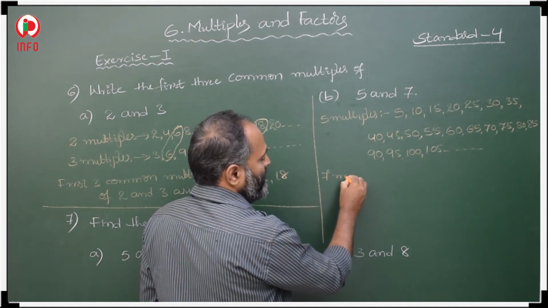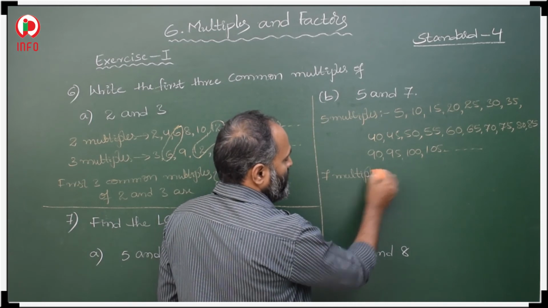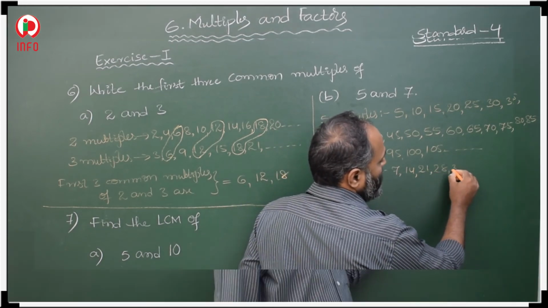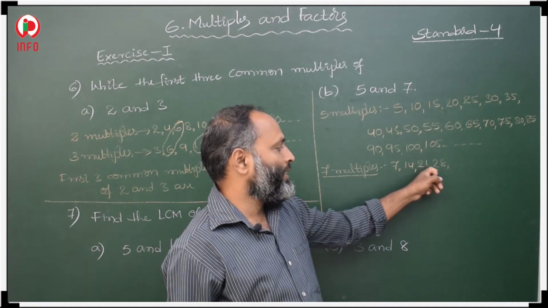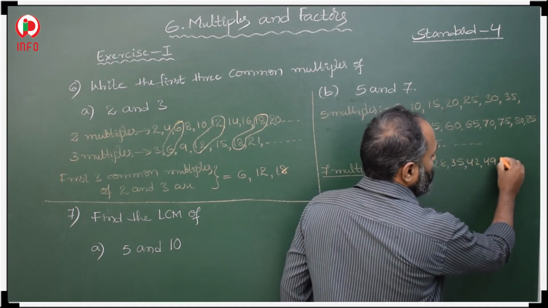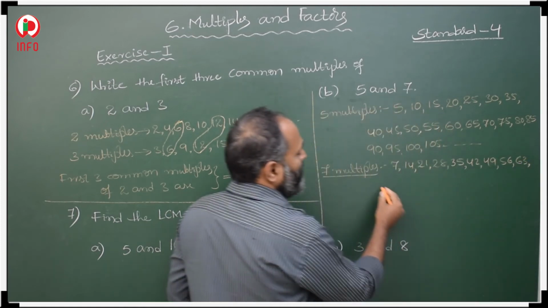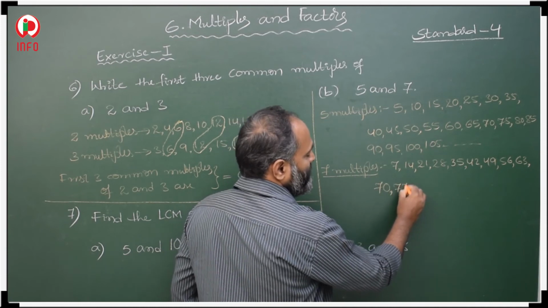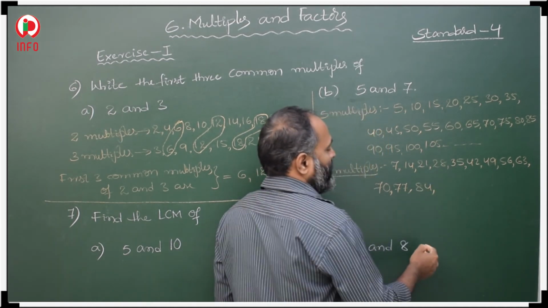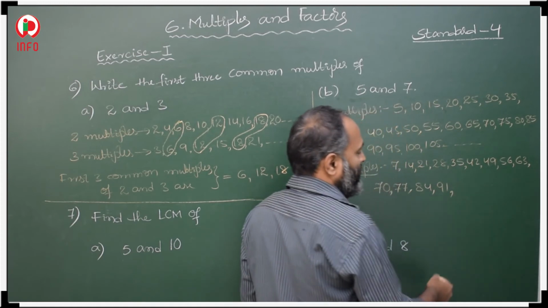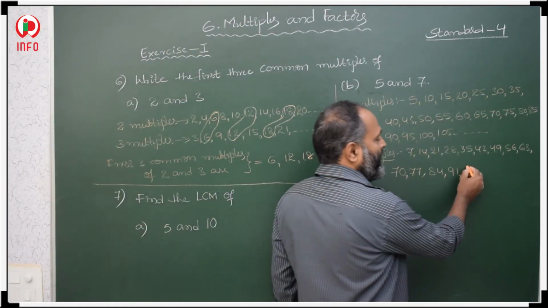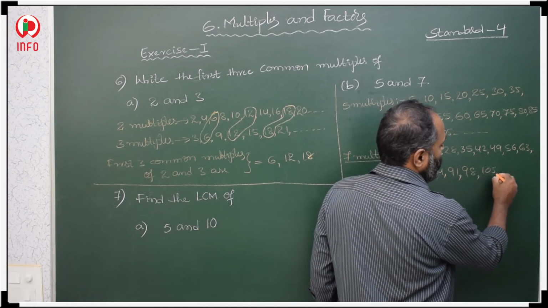Multiples of 7. 7 ones are 7, 7 twos are 14, 7 threes are 21, 7 fours are 28, 7 fives are 35, 7 sixes are 42, 7 sevens are 49, 7 eights are 56, 7 nines are 63, 7 tens are 70, then 7 elevens are 77, 7 twelves are 84, then 7 thirteens are 91, 7 fourteens are 98, and after that 105, and so on.